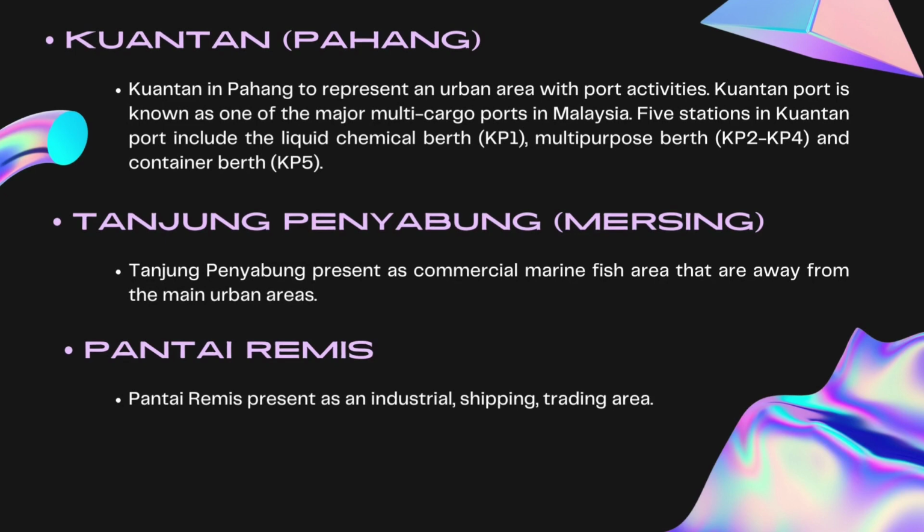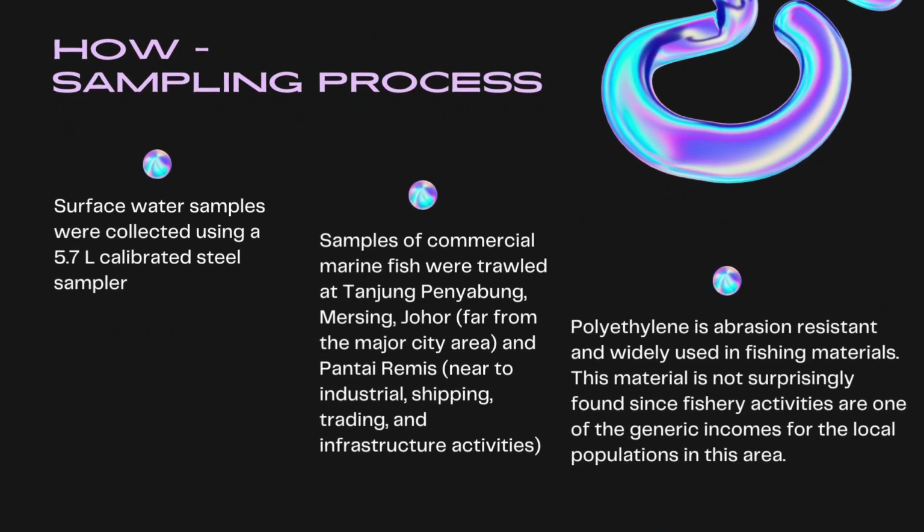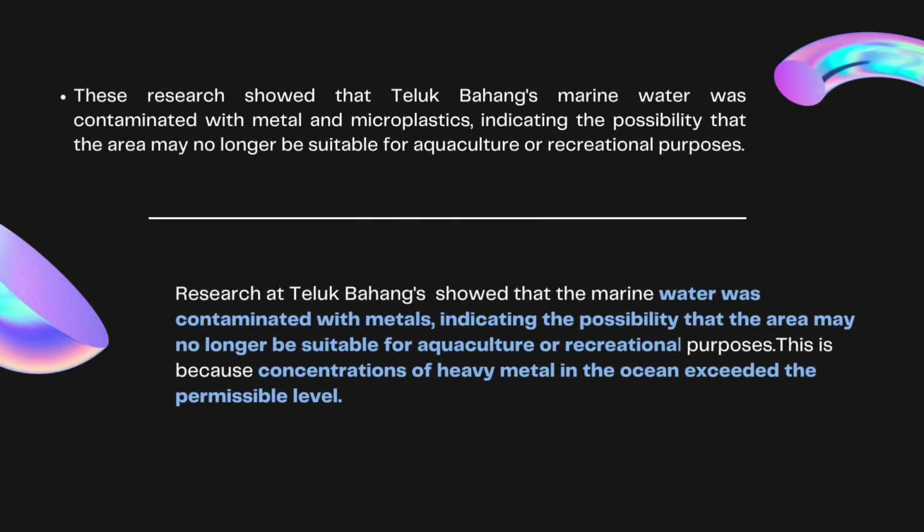Kuala Nerus is a non-urban area linked to commercial fishing and tourism. Meanwhile, Kuantan is an urban area with port activity, while Tanjung Penyambung is a commercial marine fishing area that is away from the main urban area. Lastly, Pantai Remis is an industrial shipping area. How does this pollution happen?